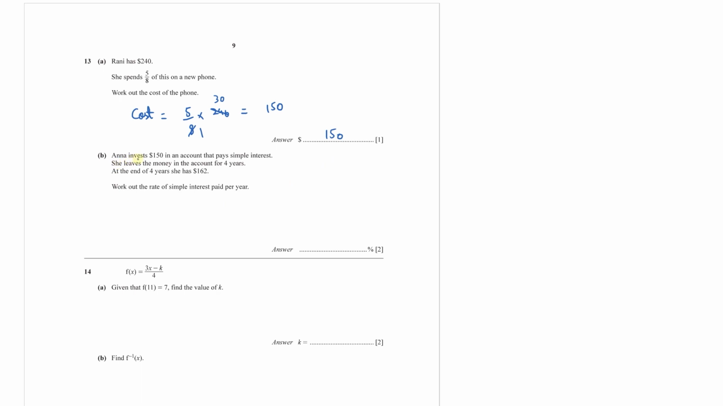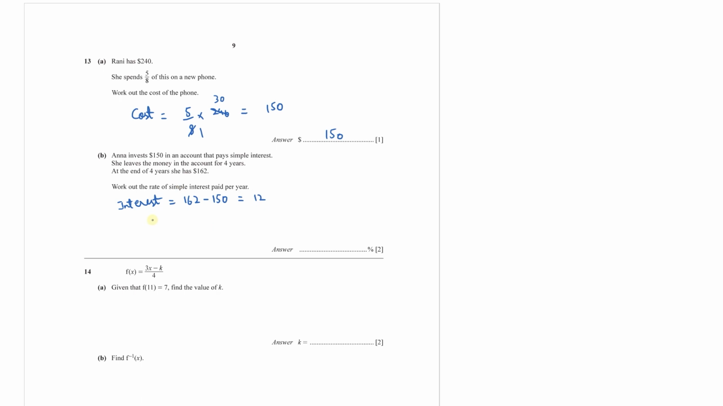Part B is, Anna invests $150 in an account that pays simple interest. She leaves the money in the account for 4 years. At the end of the 4 years, she has $160. Work out the rate of the simple interest paid per year. So if she started with 150 and after 4 years she had 162, so the interest would be the amount she gained, which is 162 minus 150, which is $12.